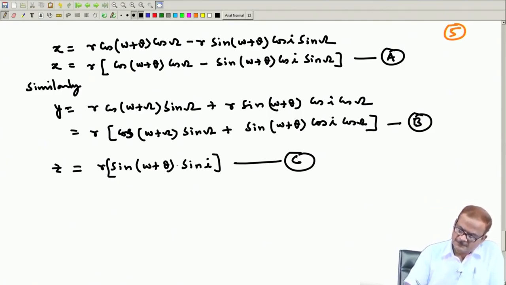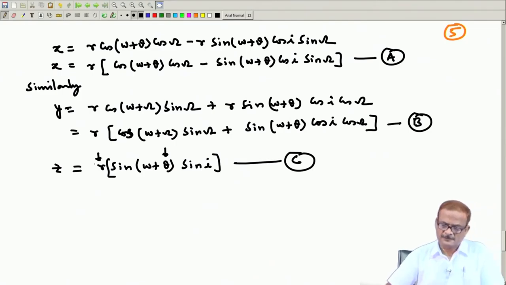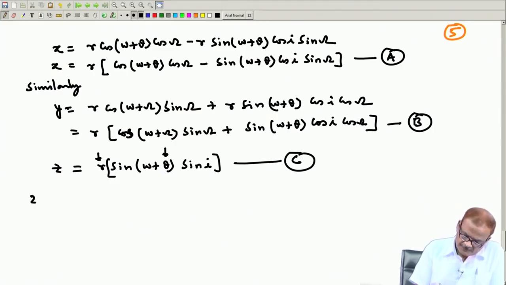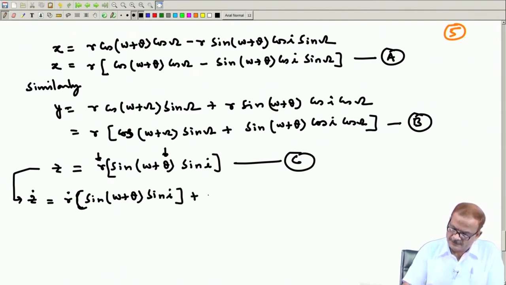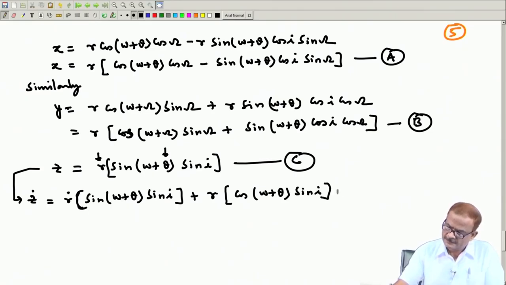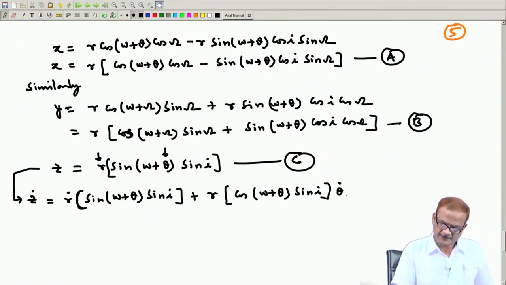Now, here in this case, if we look, this theta is a variable and rest r is a variable. Okay, rest others are just constants, r will be a function of time. So, therefore, z dot, we take this one first. So, z dot equals r dot sin(omega plus theta) sin i plus r times, once we differentiate this, this becomes cos(omega plus theta) sin i and theta dot. And then we need to replace this r dot and theta dot by proper quantity.